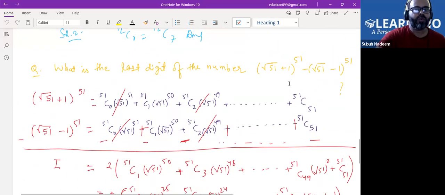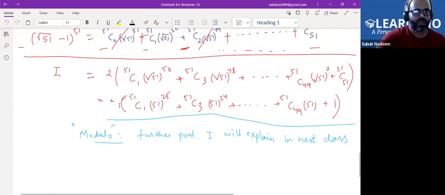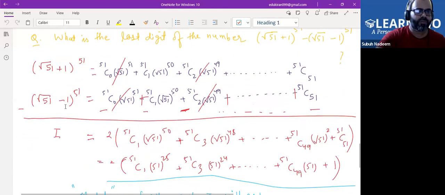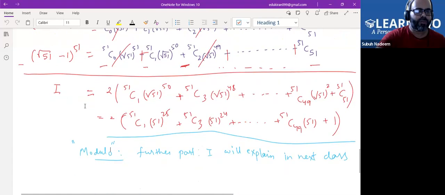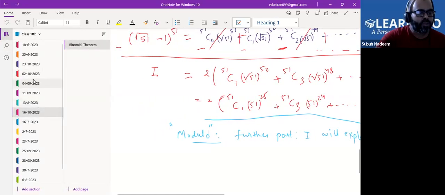This was the question: (root 51 + 1)^51 minus (root 51 - 1)^51. What is the last digit? Do you remember this question? Yes, sir. Okay, we did till here that if you subtract (root 51 - 1)^51 from (root 51 + 1)^51, you'll get an expression something like this. Now, what is the last digit? That is the issue. So let us complete this part, and we'll continue from here in today's class.